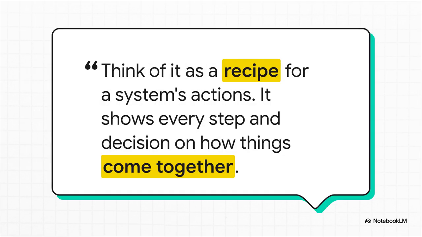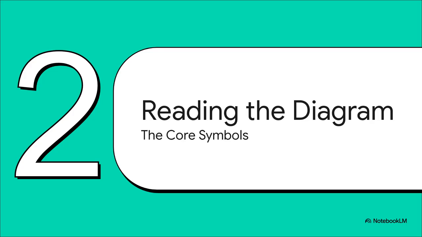Okay, I like that. So it's not just a secret language for developers. Not at all. That's the whole point. The best way to think about it is like a recipe for what the system does. It shows you every single step, every choice it makes, and how all the different parts, all the ingredients, come together. Okay, a recipe. I can work with that. But, with any recipe, you have to know what tablespoon and teaspoon mean. So what are the symbols? How do you actually read one of these diagrams?